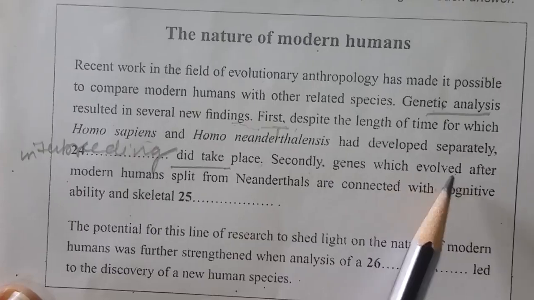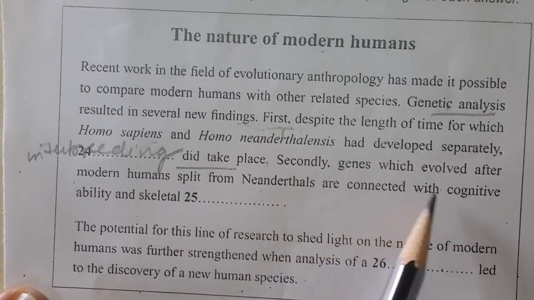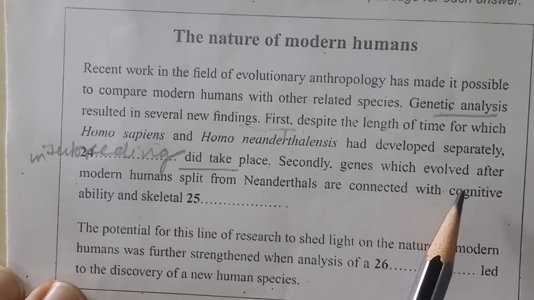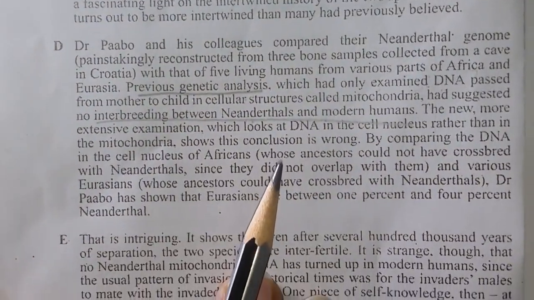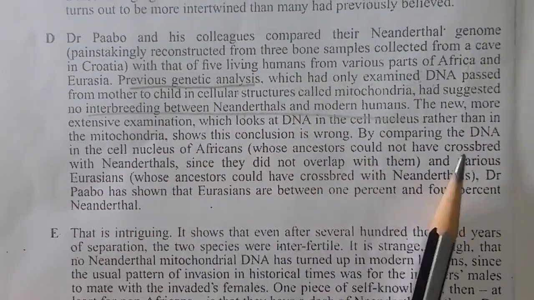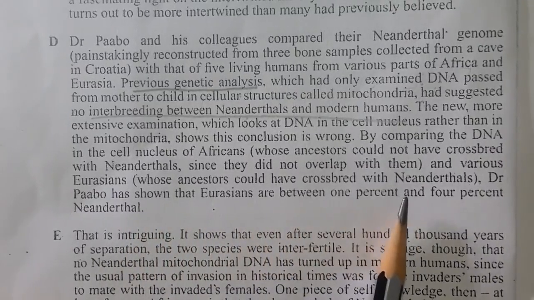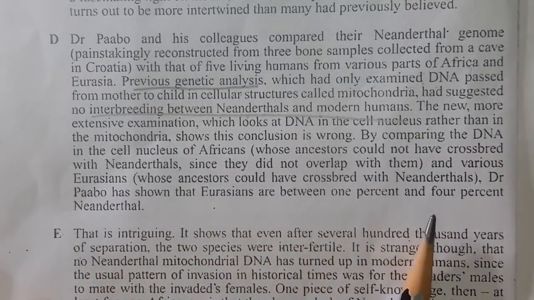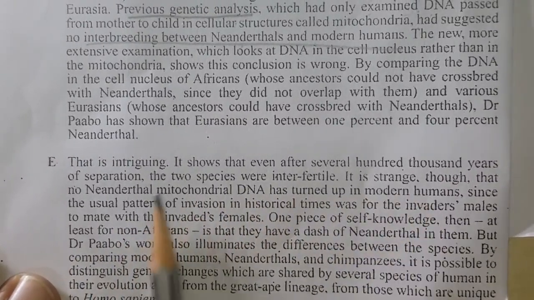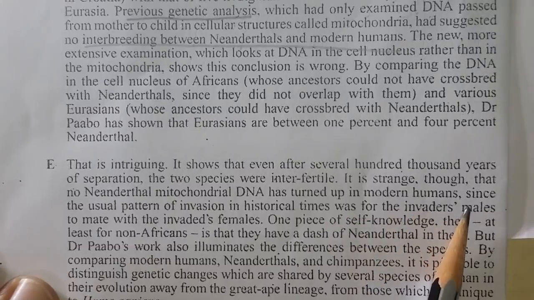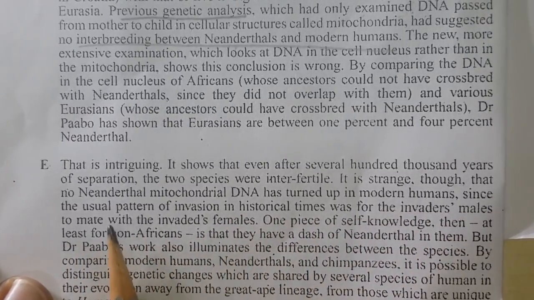Secondly, genes which evolved after modern humans split from Neanderthals are connected with cognitive ability and skeletal. So I am going to this one, comparing the DNA of this and this. Ancestors have been correlated. Between 2% and this, it shows that several thousand years of separation, because I have to find cognition here first, then I'll get the second word.